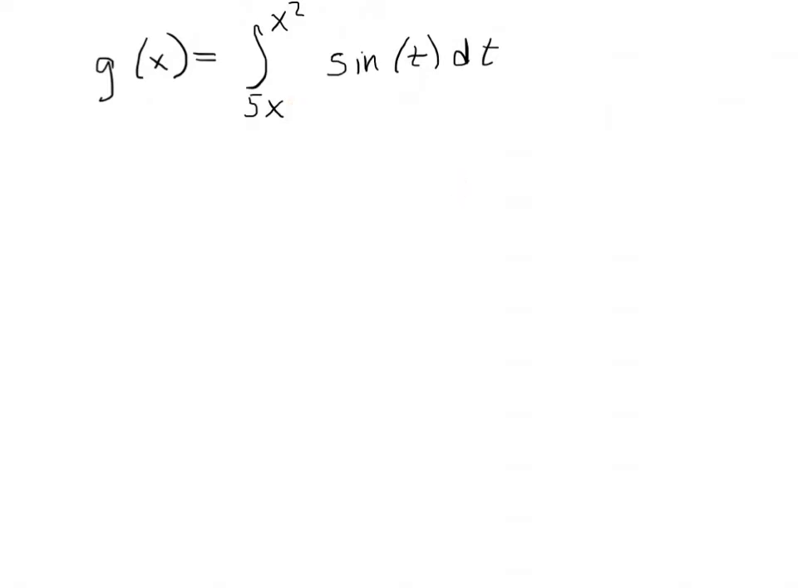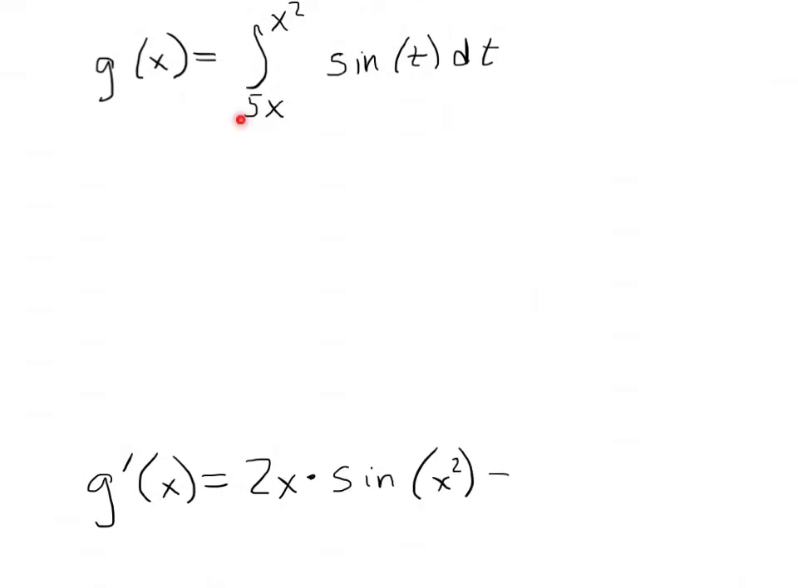So the derivative of this thing, I'm going to try this out. Let's write the answer all the way at the bottom, and then we'll show the work that leads to it. The derivative of x squared is 2x, so 2x times the sine of x squared, minus the derivative of 5x, which is 5, times the sine of 5x. And again, where did that come from? Well, we've done it before.